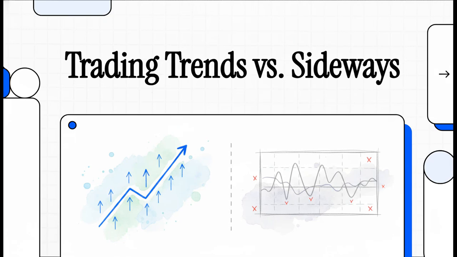All right, let's get right into it. Today, we are tackling one of the biggest challenges for any trader, figuring out the difference between a really strong, profitable trend and one of those choppy sideways markets that just eats your capital for lunch. Mastering this one skill can literally be the single biggest thing that changes your trading results. So let's break down exactly how to do it.